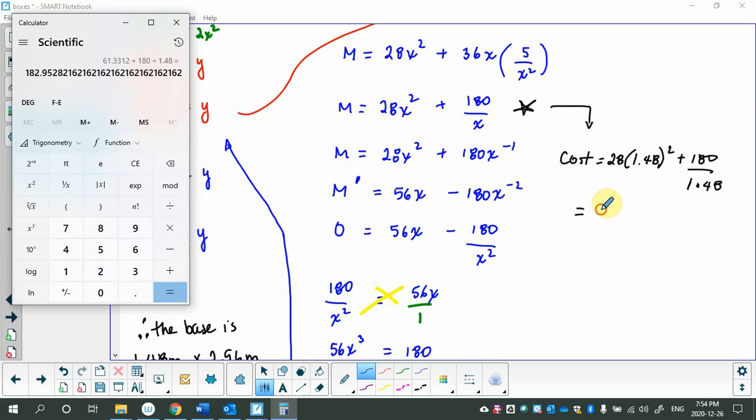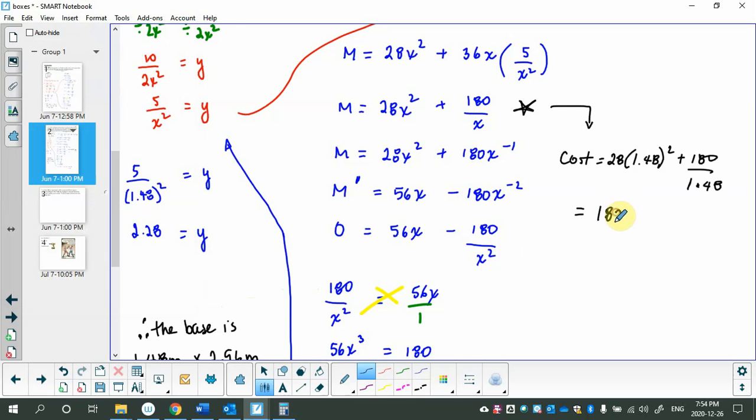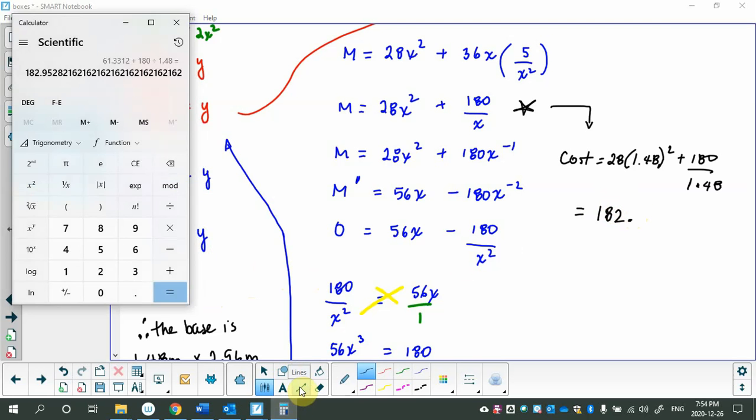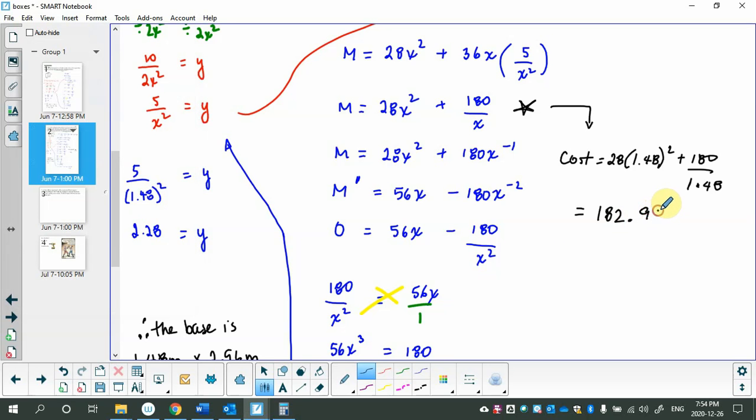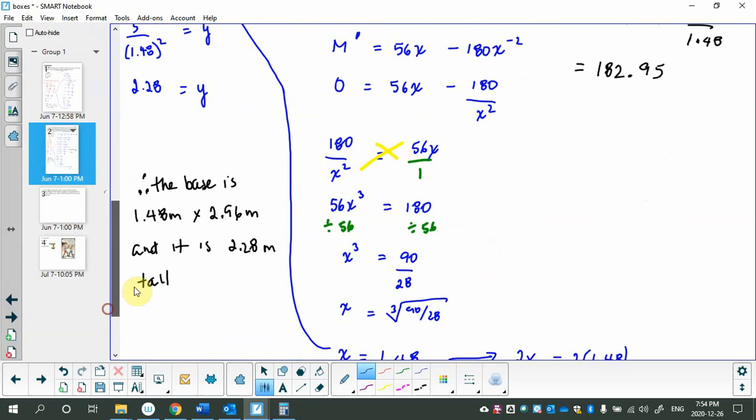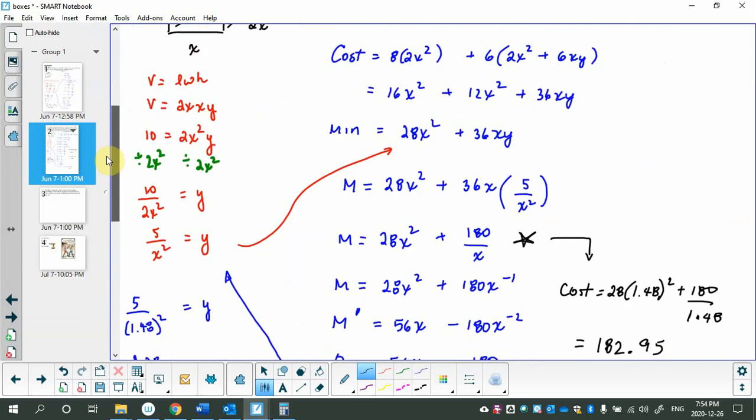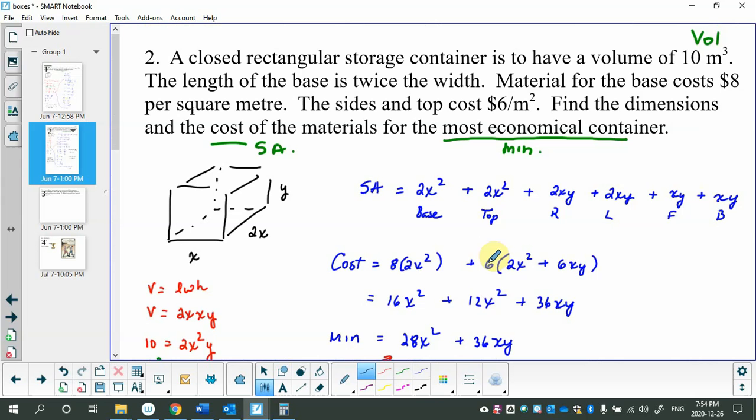So all the other decimals don't matter because this is money. Therefore, the minimum cost is $182.95. So we answered everything there, and you do have to really concentrate on what it is that you're being asked for. So it's not as much of a routine as some of the other questions.